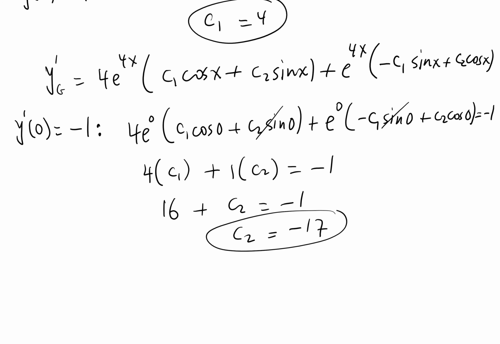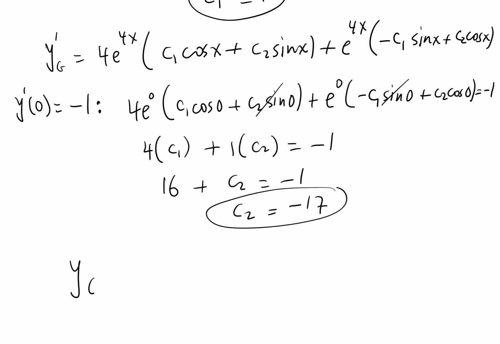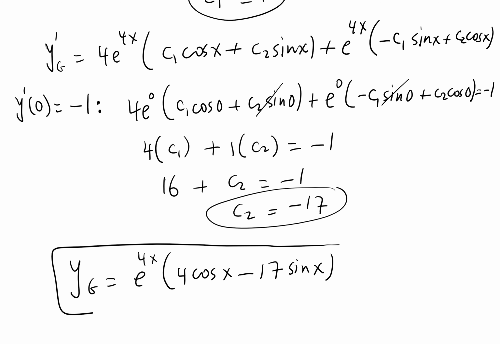We can go back to the general solution that we found earlier and substitute c1 equals 4 and c2 equals negative 17. So it's e to the 4x times 4 cosine x minus 17 sine x. That's what we need.